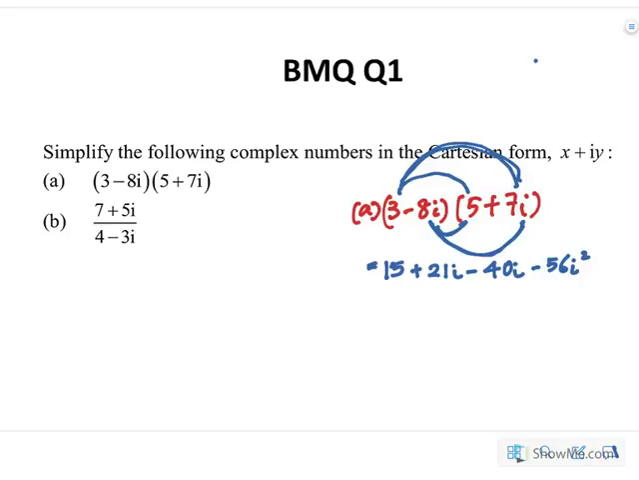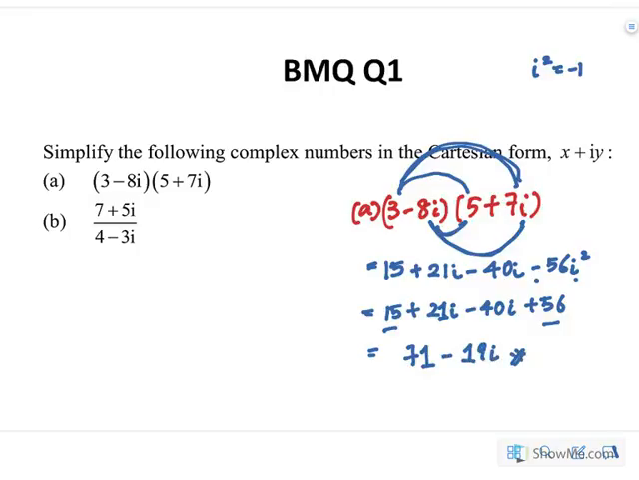Now you recall that in your lecture, i squared is defined as negative 1, so with that we can say this is 15 plus 21i minus 40i plus 56. Since i squared is negative 1, negative 1 times negative 56 gives you positive 56. And with that, simplify your complex number into the real and imaginary part. You will just end up with 56 plus 15, which will give you 71, right? And 21i minus 40i will give you minus 19i. Okay, this is for part A.